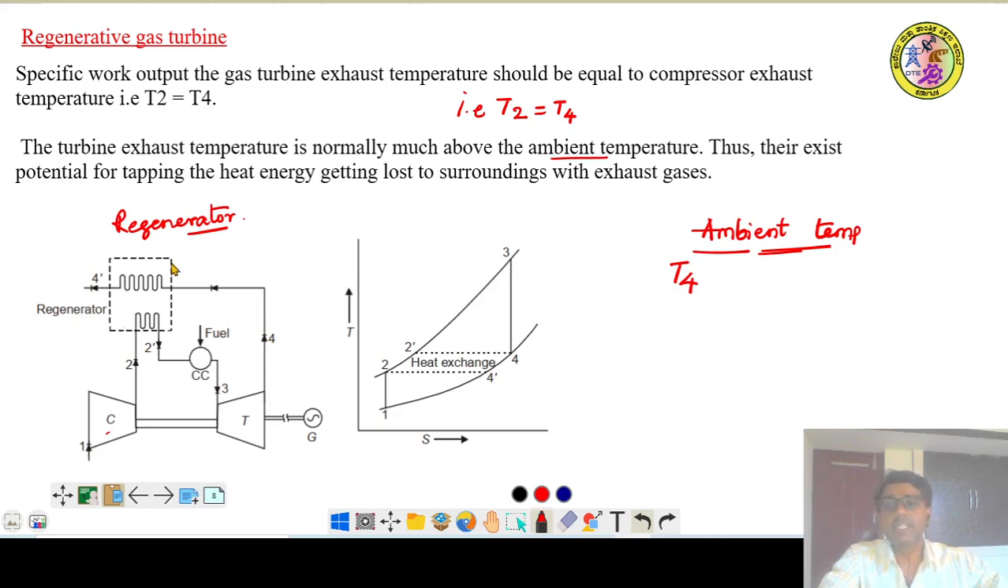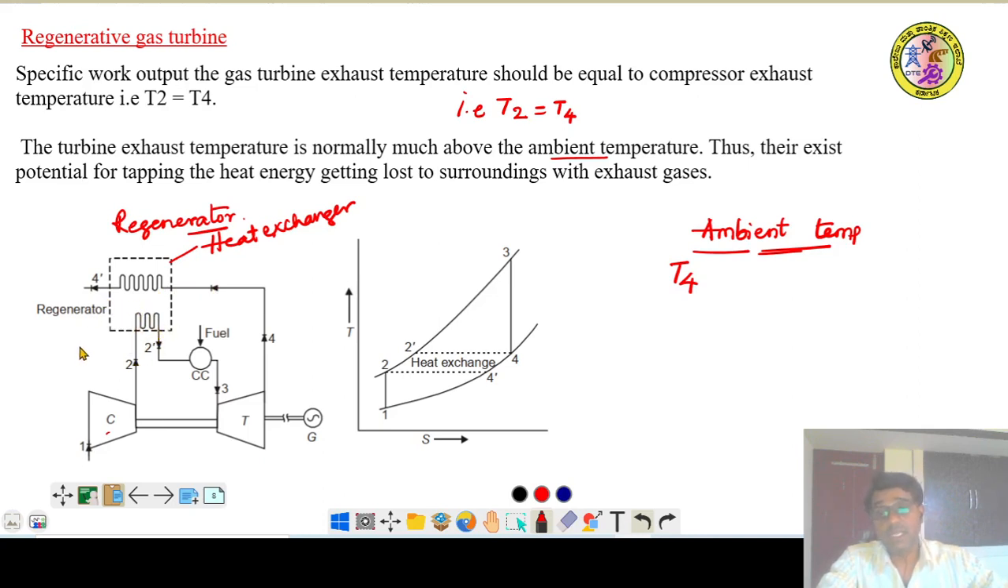Regenerator is nothing but a heat exchanger. We are going to call it a heat exchanger, where we are going to pass the exhaust gas to the regenerator. At the same time the fresh air is admitted to the compressor, where we are going to compress the air. After compressing the air, the pressure is increased and in open cycle we would pass it to the combustion chamber. But here we are going to pass it to the regenerator, where it absorbs the heat from the exhaust gas.